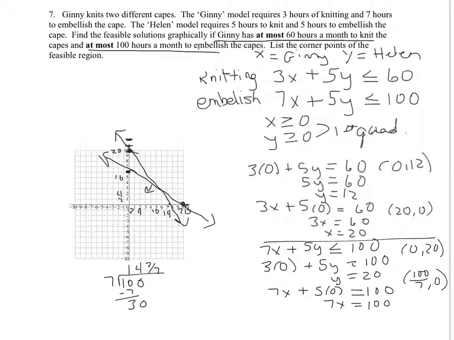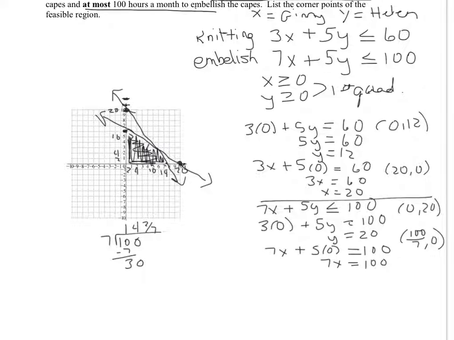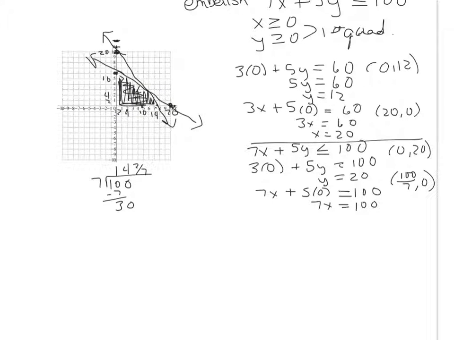And again, I'll have to decide where do I shade. So if I put in my test point of 0, 0, I'll get 0 plus 0 is less than or equal to 100, which is true, and that means this is my region that I need to shade. Now this thing is bounded, and so we're going to have the corner points that we need to list for this feasible region.